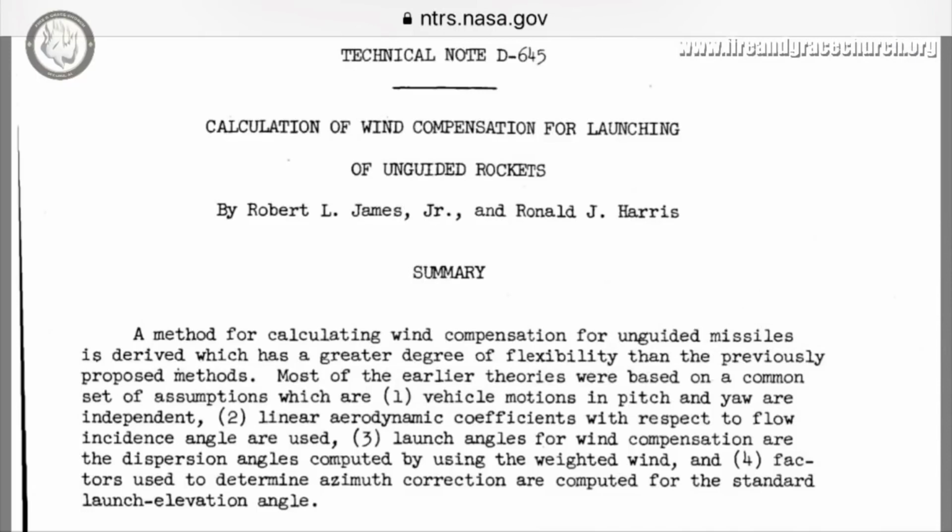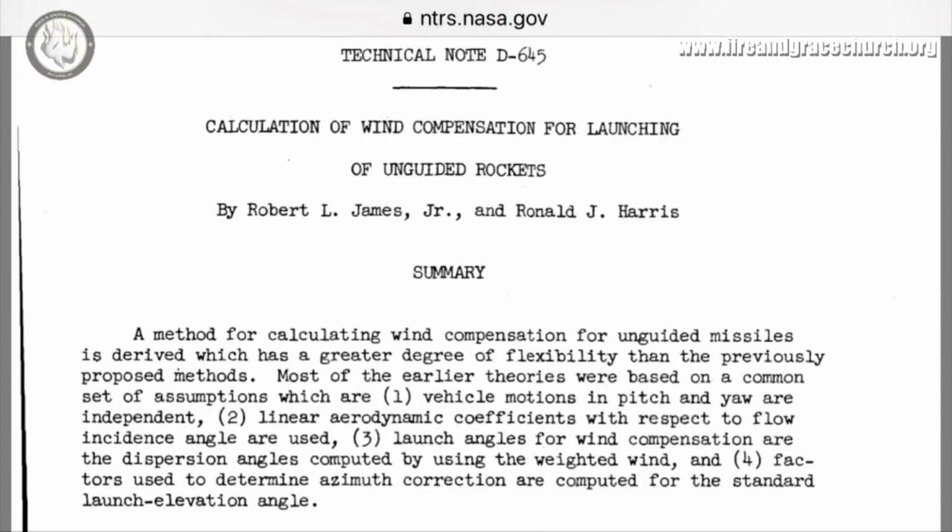Right. Technical note. Here we go. Summary. Method for calculating wind compensation for unguided missiles. It is derived from which has a greater degree of flexibility than previously proposed methods. And they get into it. So they're telling you, summary, here's what we're up to. Trying to figure out how to guide rockets. Yes, sir.